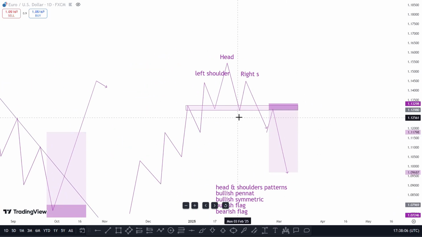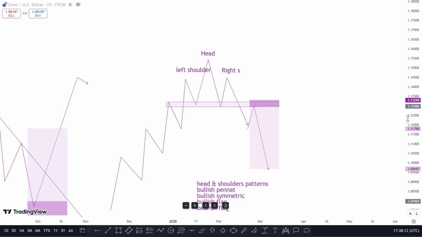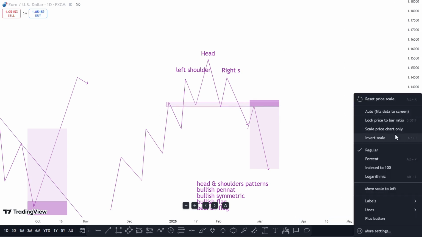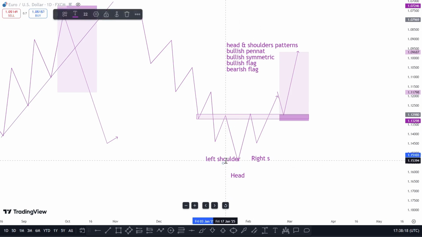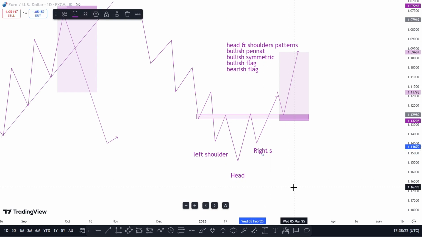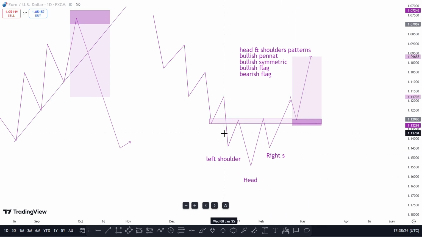Now this is when the market is trending to the upside. For instance, now the market is trending to the downside, so let me invert this whole thing. The market is trending to the downside, creating a series of lower lows and lower highs, and then it gets to this zone where it fails to break out of where it created this reversal.